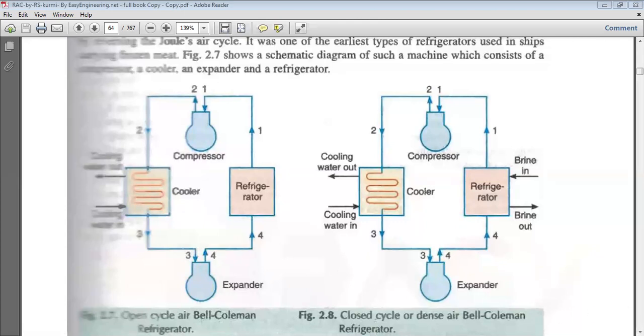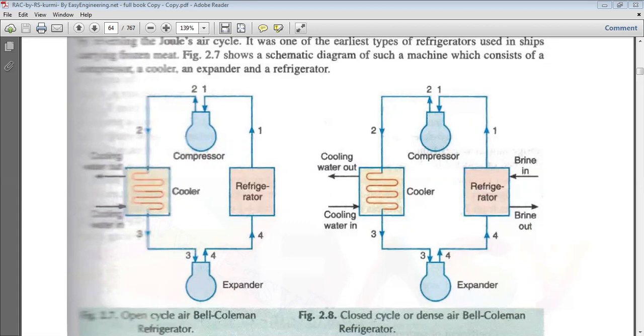Here there are two types of cycles. One is called the open cycle, another is called the closed cycle. Another name for the closed cycle is the Dense air cycle. Why it is called the Dense cycle, we will know later. First, there are two types of cycle: the open cycle, and the closed cycle or Dense air refrigeration cycle.